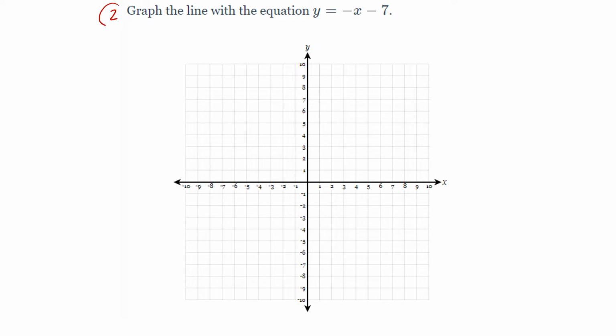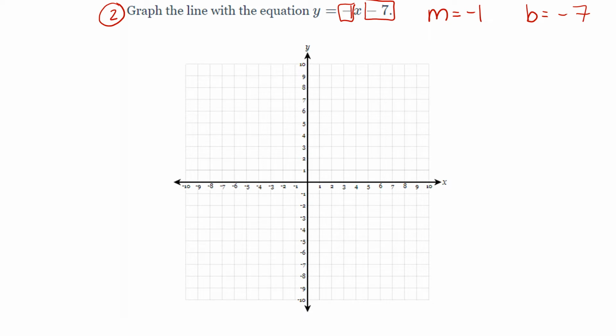For problem number 2, we're given the equation y equals negative x minus 7. First step is to identify the rate of change, or the slope. Remember, m and x are always side by side, so we have a negative x. If there is no number, we know it's an understood 1. So that negative 1 is going to be our slope. The initial value, or the y-intercept, is going to be the minus 7.